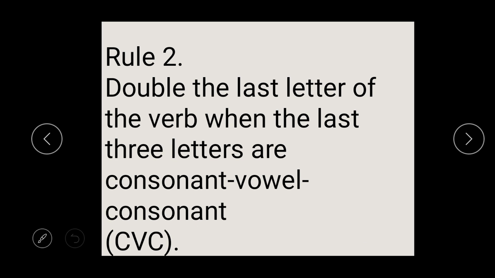Rule number two. Rule number two says, when you have a word and the last three letters are consonant, vowel, consonant, you are going to double the last letter of the verb. Remember your consonants and your vowels. So this rule number two will help you if you know your consonants and vowels very well. And the rule says double the last letter of the verb when the last three letters are consonant, vowel, consonant.